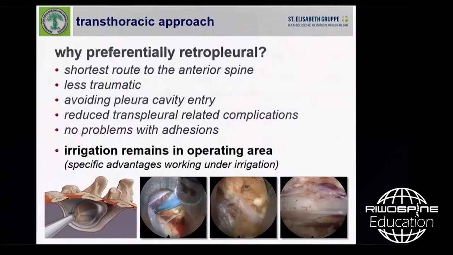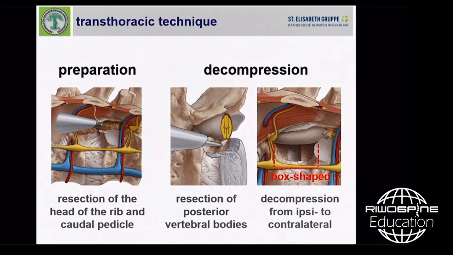Yeah, why preferential retropleural? We know that also from open surgery. It's the shortest route, it's a very atraumatic approach, but mainly here for the endoscopic procedures, the irrigation remains in the operating area. Yeah, that's very important. Preparation, that's also close to what we know from open surgery. We have to prepare the head of the rib, then we have to resect the head of the rib, then we have to resect the posterior wall of the vertebral bodies and the pedicle, and do also here the box shape osteotomy. Depends.